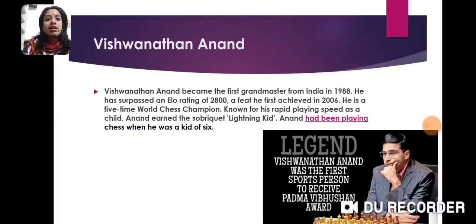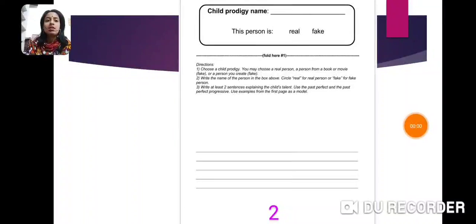So, I have mentioned four child prodigies. Just read about them once again when you go back home. Since you have a choice to write about your own child prodigy, you have to do some research work. For that, you can take the help of the internet. You have to work in a group of 2 students per group. Just complete this worksheet and we'll meet in the next class.